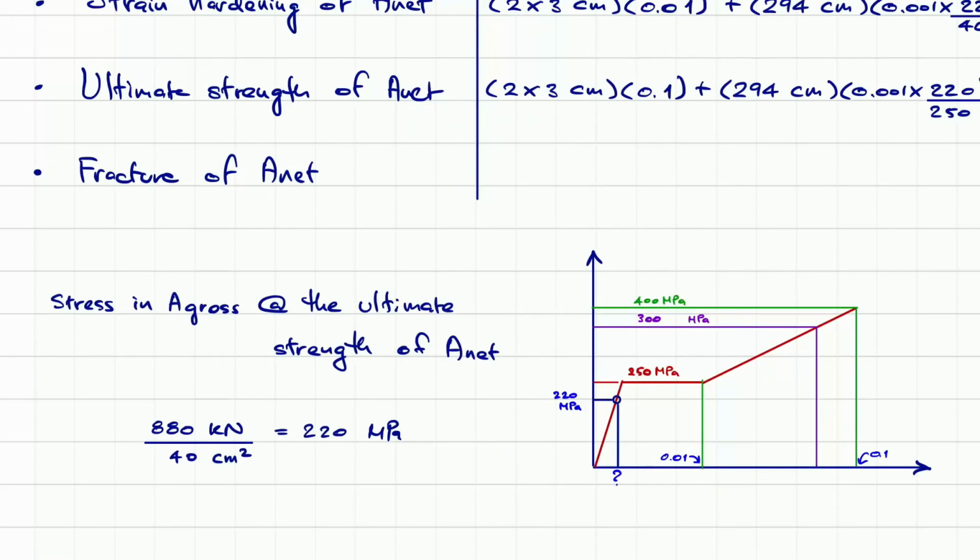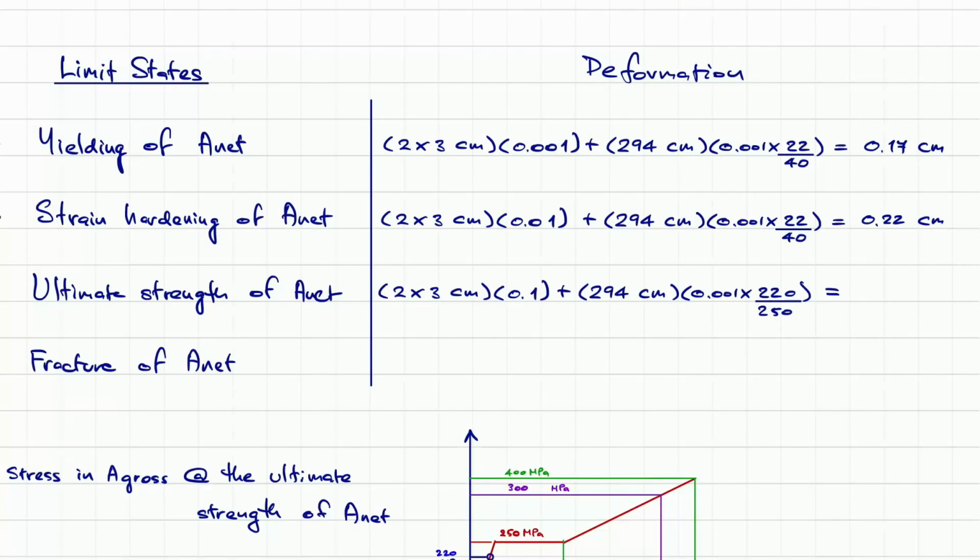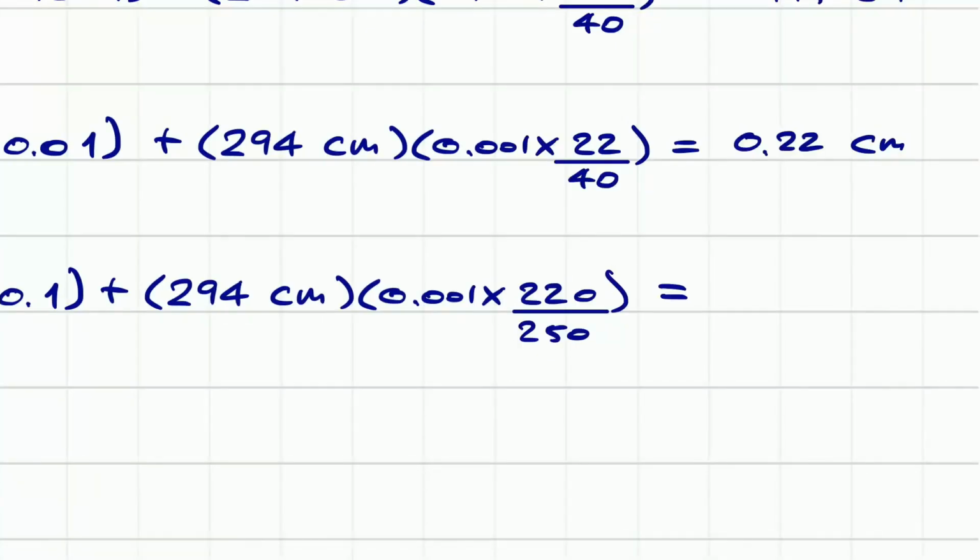So the question mark turns out to be 0.001 multiplied by 220 and 250, just that. So calculate this: 0.6 plus 294 times 0.001 times 22 divided by 25, which is 0.86.